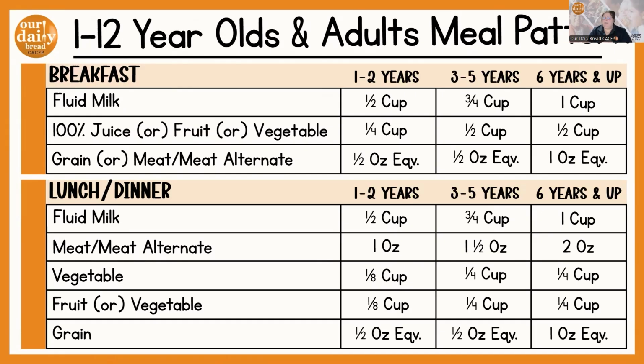And then for lunch or dinner, we have fluid milk, a meat or meat alternate, a vegetable, a fruit, or a second vegetable, and grain. So you can absolutely serve a fruit or vegetable, or a vegetable and a second vegetable. You cannot serve mixed vegetables and call that 2 different vegetables. You have to serve 2 separate vegetables. So that may be mashed potatoes and green beans, or corn and squash, and it has to be 2 separate vegetables. So make sure that if we are serving 2 vegetables, it is actually 2 separate vegetables.